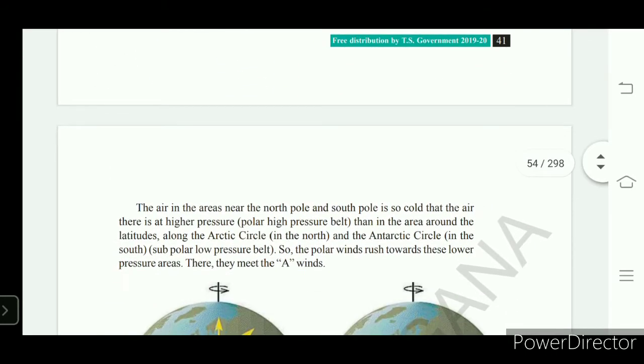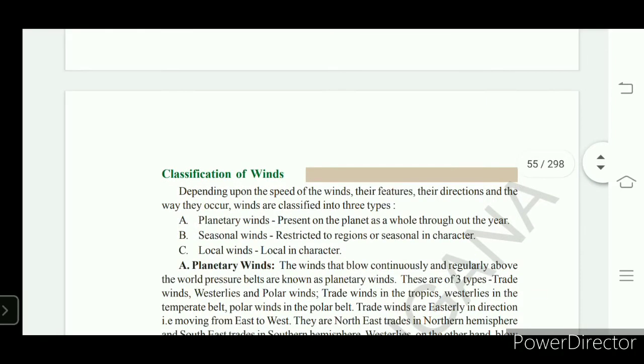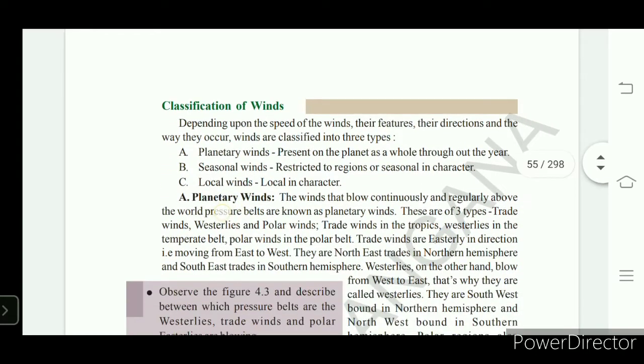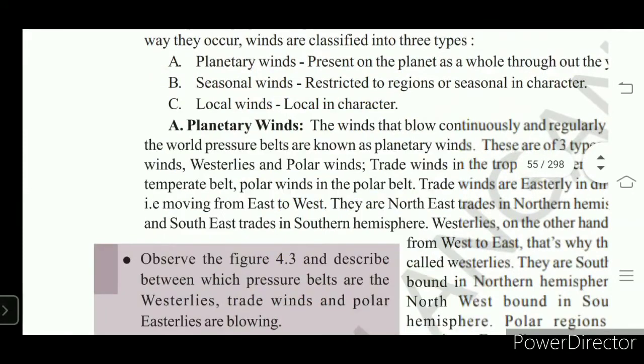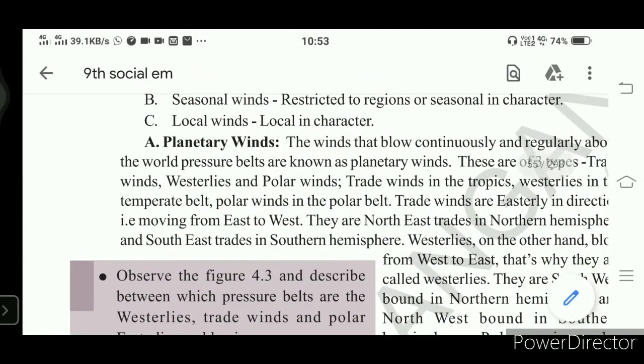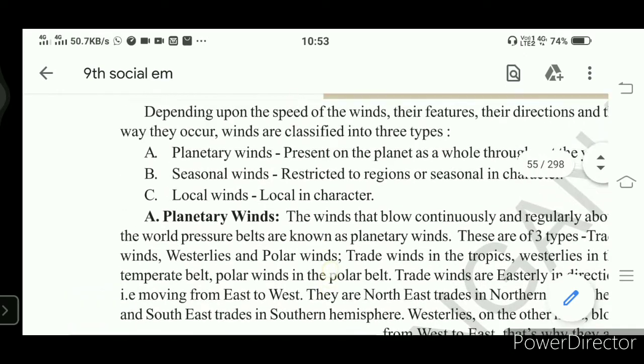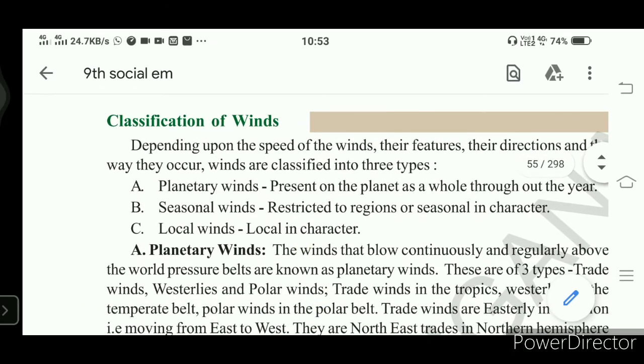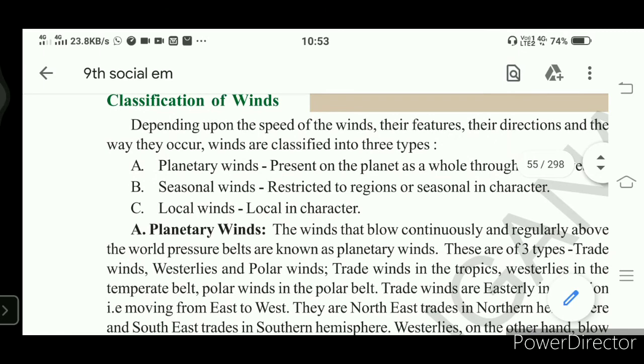Next, we move to the classification of winds. So winds are classified, okay, depending on their direction. How do they blow? Understand? There are three types of winds, my dear students. One is planetary winds, seasonal winds is the second, and the third is local winds. Okay, planetary winds blow in a specific direction without changing their direction throughout the year. Those are called planetary winds.